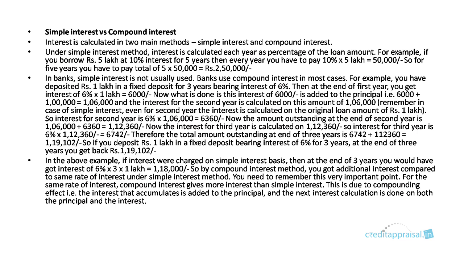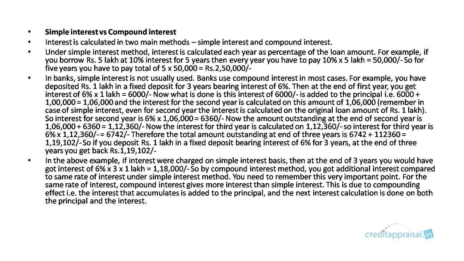Now the interest for the second year is calculated on this amount. Remember, in the case of simple interest, even for the second year, the interest is calculated on the original amount of 1 lakh. Whereas in compound interest, it will be 6% of 1,06,000. So now it will be 6,360. And then the amount outstanding at the end of the second year will be 1,06,000 plus 6,360, which is 1,12,360. Now the interest for the third year will be calculated on this amount. So the total amount outstanding at the end of 3 years will be 1,19,102.